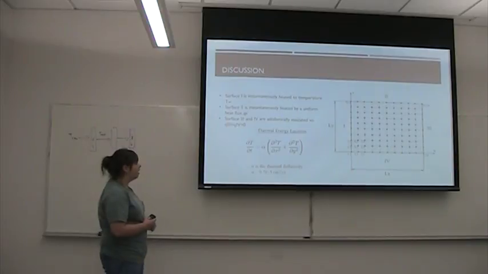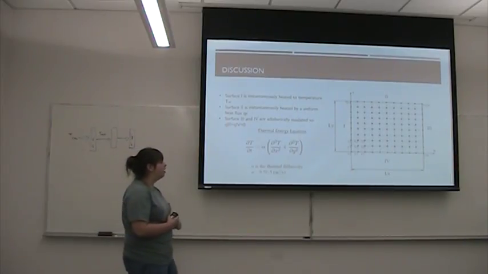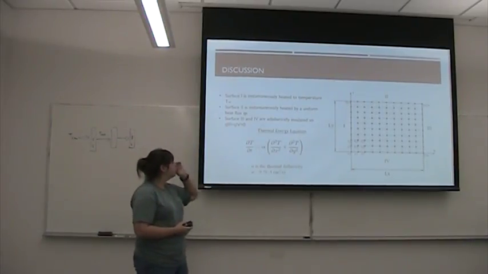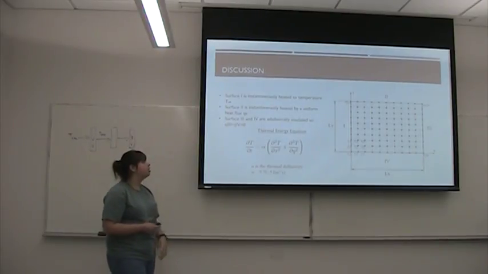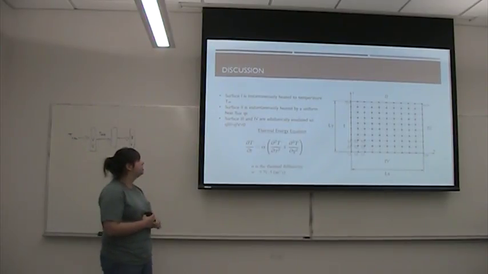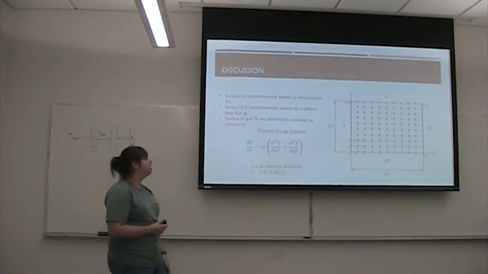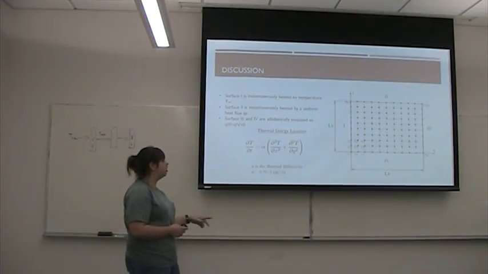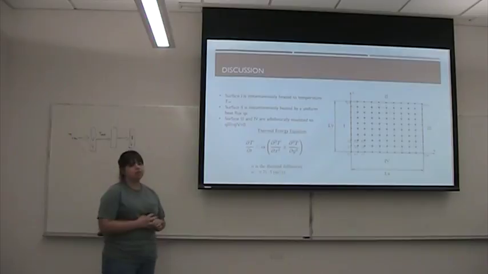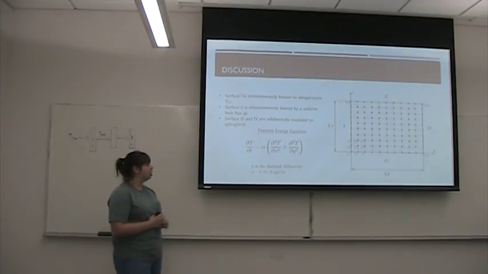So the math behind this is we have a plate right here, and so we're going to assume that surface 1 is instantly heated to temperature TWI, and surface 2, which is the top one, is instantly heated by a uniform heat flux of Q2, and then surface 3 and 4 are both adiabatically insulated, so their heat flux is going to be 0.